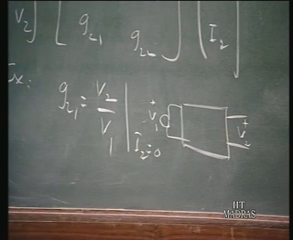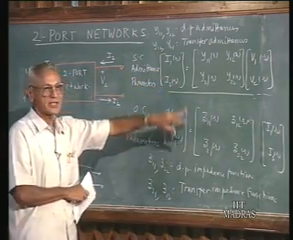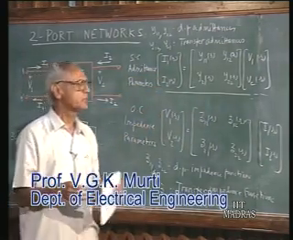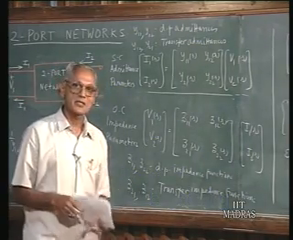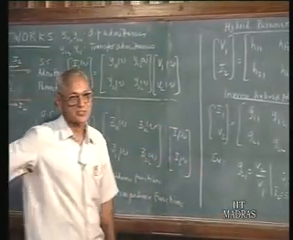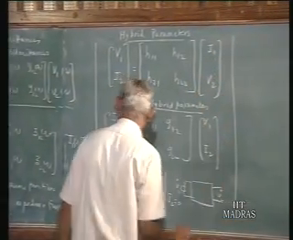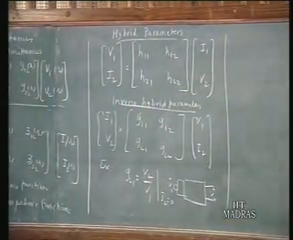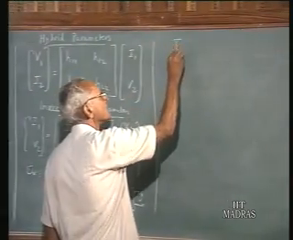Whereas, here both the ports are short circuited. This is the case where both ports are open circuited. In the case of hybrid parameters, one of the ports will be open circuited, the other is short circuited, and the natural frequencies under those conditions will be the poles of the appropriate network functions here. In addition, you also have another important category of parameters which go by the name transmission parameters.